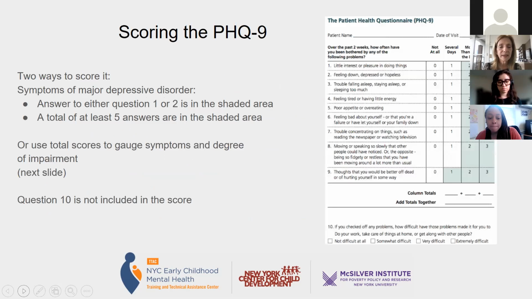Okay, you've all seen it. So there are two ways to score it. You can either scan for answers to questions 1 or 2 that are in the shaded area. Answers to questions 1 or 2 in the shaded area are concerns, or you can do the total score, see if there are 5 answers to all of the questions that are in the shaded areas. And we have some score guidelines.